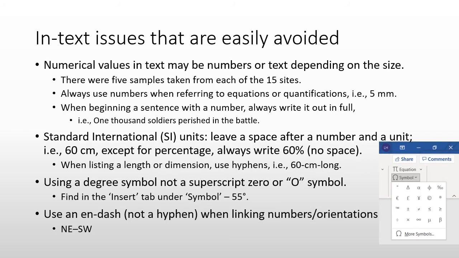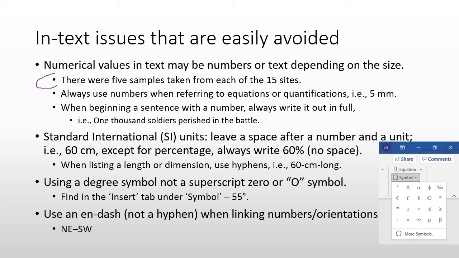The next set of issues are a little bit more technical, so these are much easier to make sure you get them right. The first one is numerical values in text. Now this is fairly standard across all types of writing, that you can use text as either numbers or text depending on the volume or the size that you're talking about. So for example, this first sentence shows you what I'm talking about. There are 5 samples taken from each of the 15 sites.